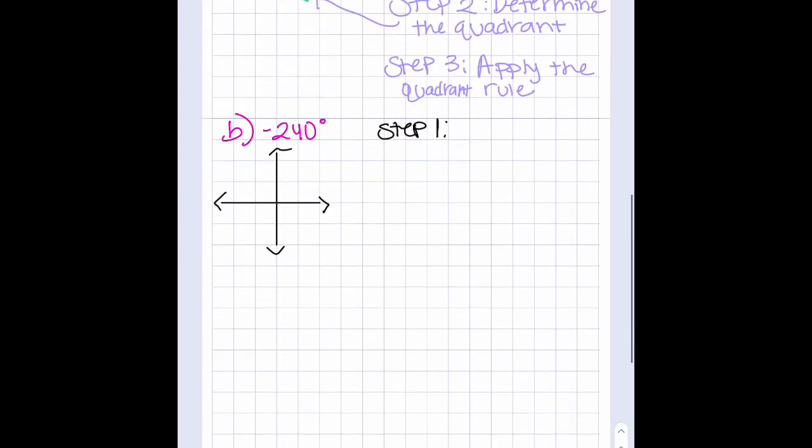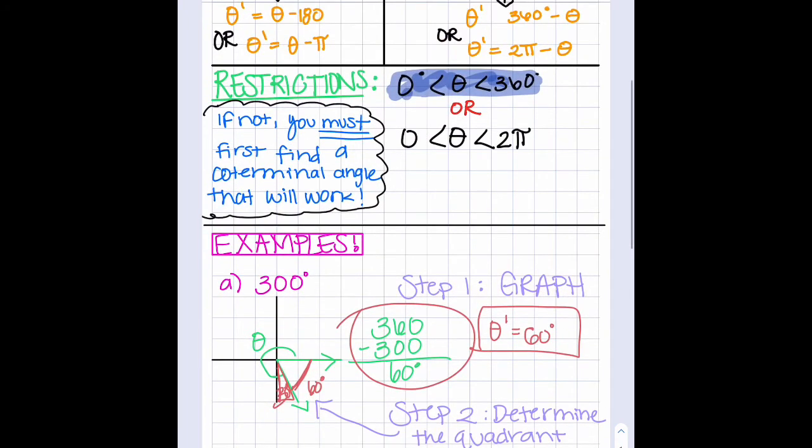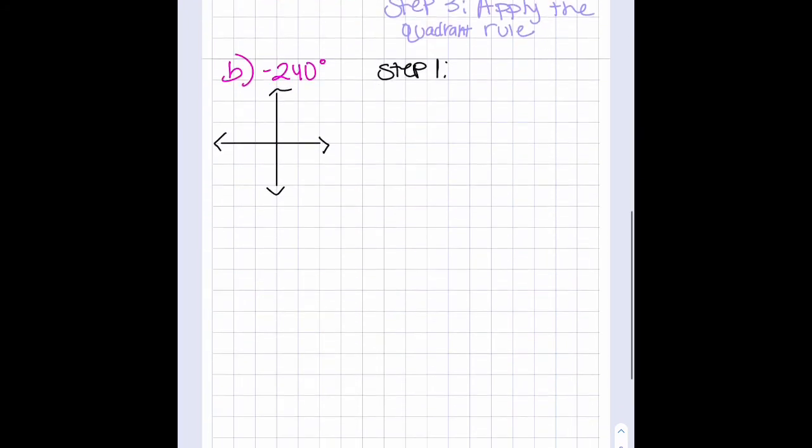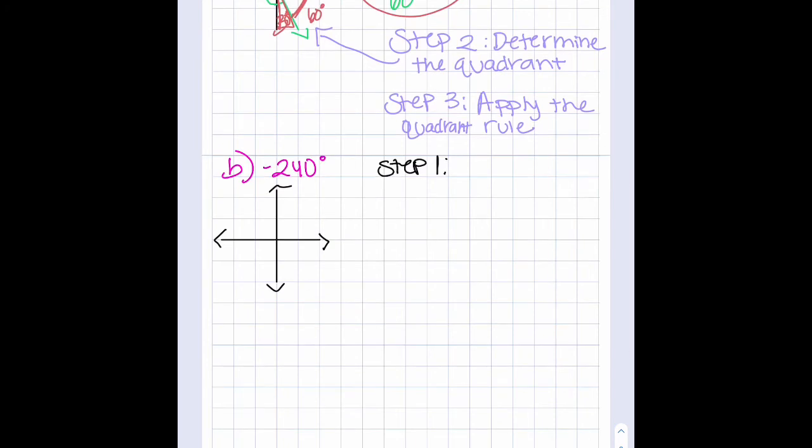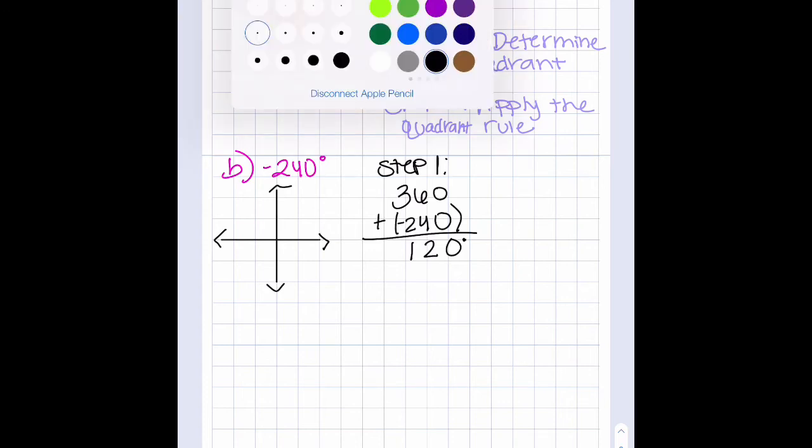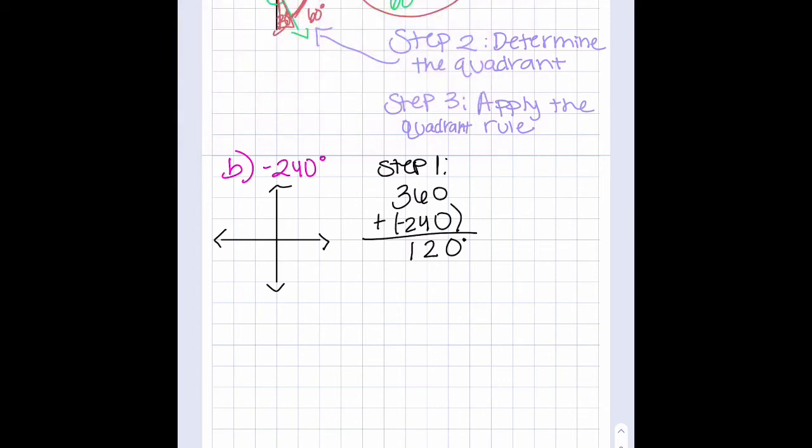This negative 240 degrees is not greater than that. So it says that if not, then you must find a coterminal angle. So what I'm going to do is add 360 to this and see what I get. 360 plus negative 240, and I will get 120 degrees. Now that seems a little bit more reasonable to graph. So now let me go ahead and graph that.